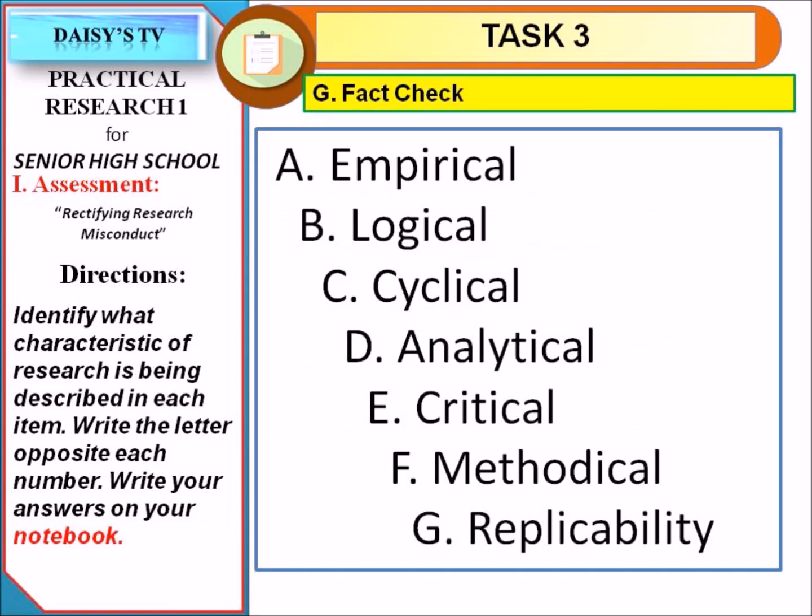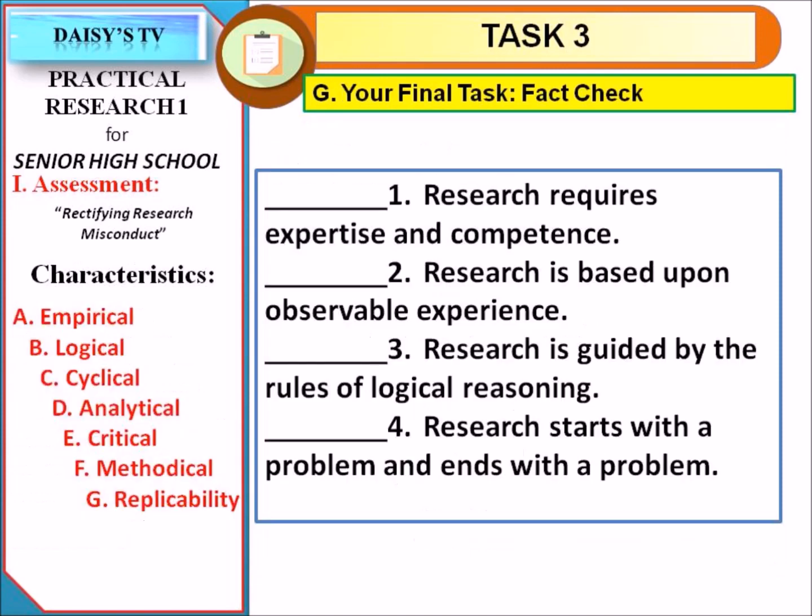Letter G, under task 3, fact check. Directions: identify what characteristics of research is being described in each item. Write the letter opposite each number. Write your answer on your notebook. We have A, empirical, B, logical, C, cyclical, D, analytical, E, critical, F, methodical, and G, replicability.